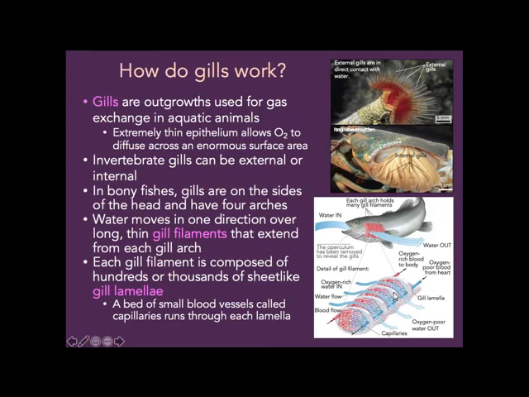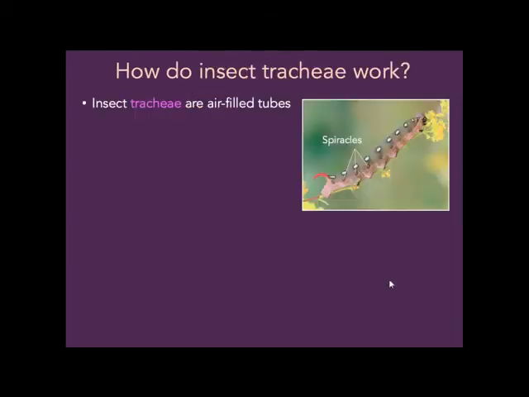Yeah, so each gill filament is composed of hundreds and thousands of these sheet-like gill lamellae, and there's a tiny little bed of blood vessels called capillaries that runs through each lamella to collect oxygen from the gills when the fish is breathing in, and then pass the carbon dioxide out.